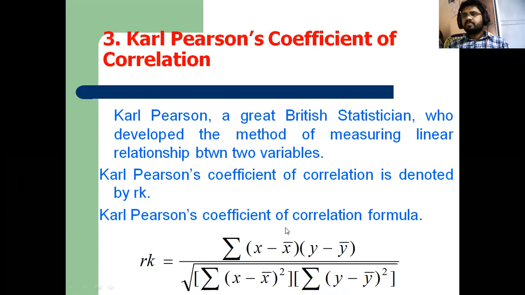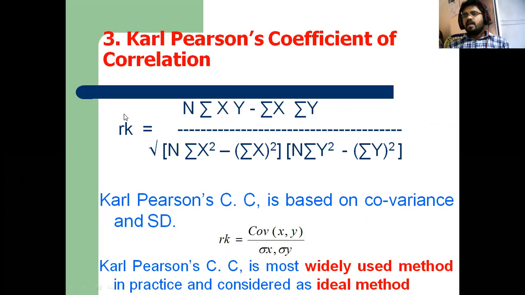You can note it down. Then another formula for the Karl Pearson coefficient of correlation: n into the summation of xy, minus the sum of x into the sum of y, divided by the square root of n into the sum of x square minus the sum of x whole square, into n into the sum of y square minus the sum of y whole square. This is another formula. By using both formulas we can find out the correlation. Let's see how we can calculate it.